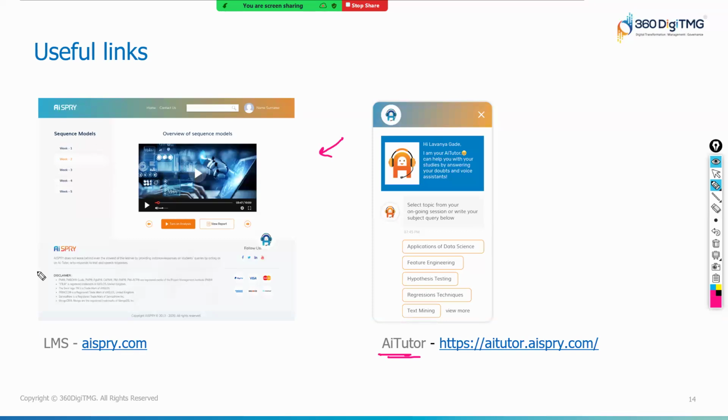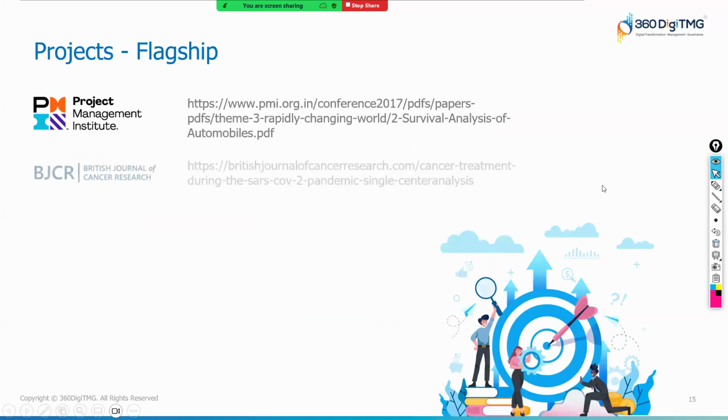And this is how your LMS looks like. LMS is the learning management system. This is AI Spread. You'll get an account, access to this. And all the lectures and everything will happen via LMS only. So there you go, friends. That is the quick overview of our program.